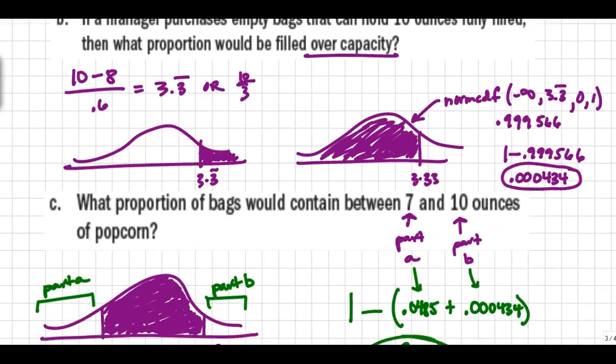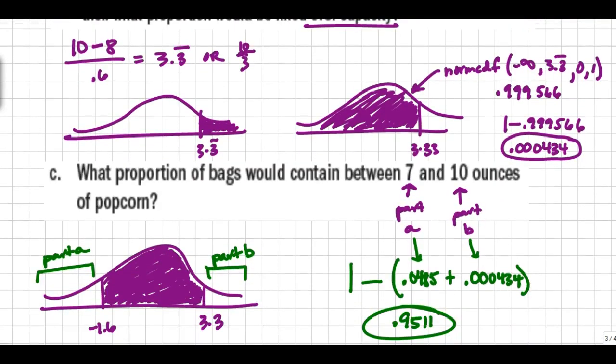On the next one, we're looking for what proportion of bags would contain between 7 and 10 ounces. What I like about this question is it combines your knowledge from parts A and B. At 7 is what we calculated from part A, below 7 is what we calculated from part A, and above 10 is what we calculated for part B. So if we add A and B together and do the complement of that, we'll get what's in between.